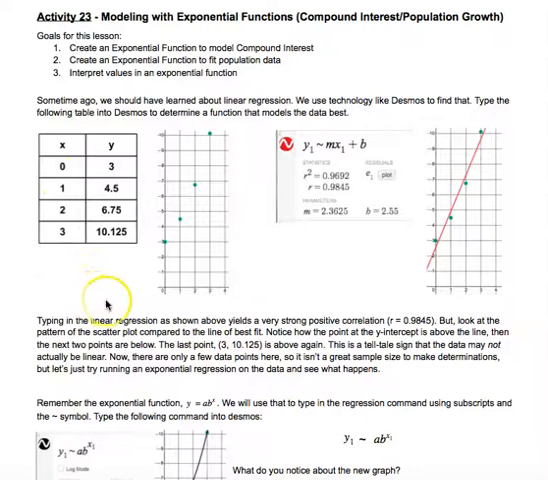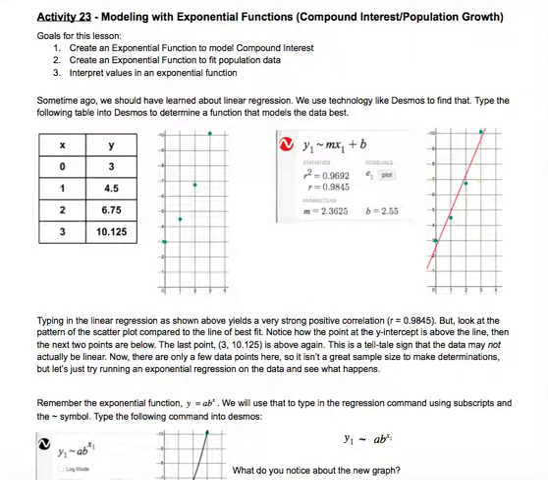Today we are looking at activity 23, which is about modeling with exponential functions. We have compound interest type problems, population growth problems, and just being able to create our own exponential function from the data. So you can see our three different goals here for this lesson.